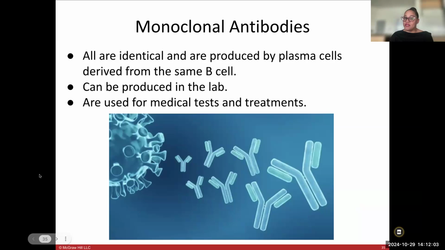Monoclonal antibodies are all identical and produced by plasma cells. They can be produced in a lab. They are used for medical tests and treatments.